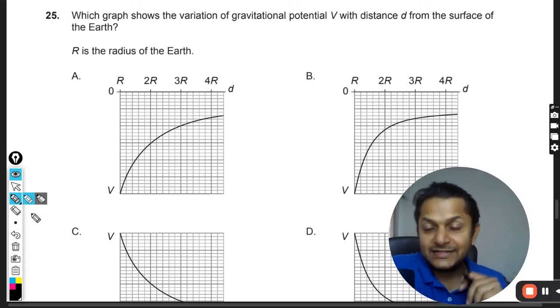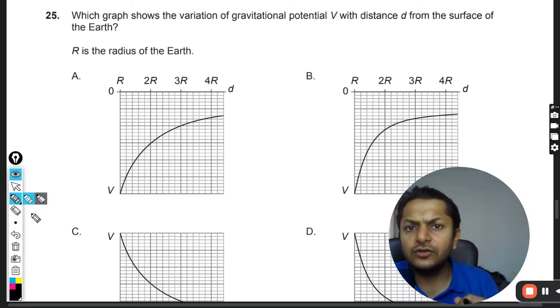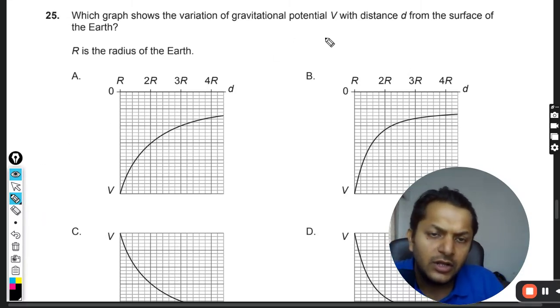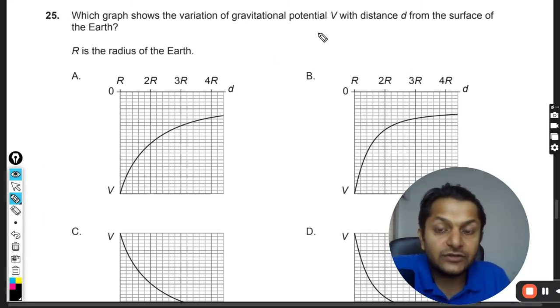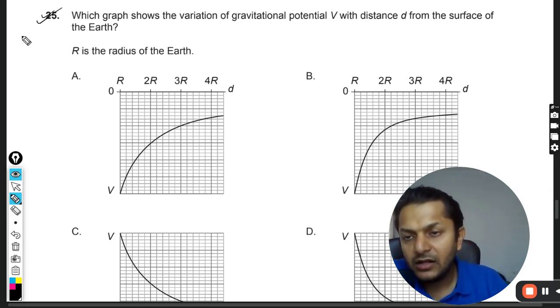Okay, dear student, let's see this question. Which graph shows the variation of gravitational potential with the distance d from the surface of the Earth? It's a very, very important question again.